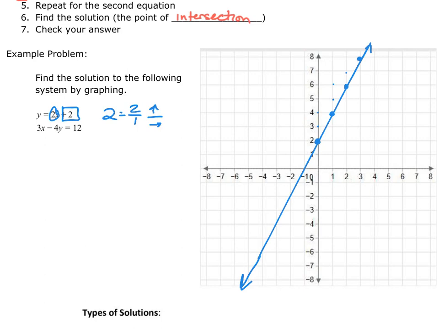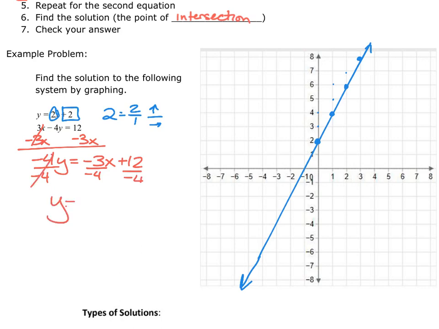The second one, however, is not solved for y. So instead of using the intercepts to graph this, which I totally could do, I'm just going to go ahead and solve this for y. So I move the 3x to the other side using inverse operations. These don't combine together, so I just write them down next to each other. We divide by negative 4 everywhere. If this was an inequality, you would have flipped the sign, but it's just an equation, so it doesn't really matter. 3 divided by 4 is 3/4. 12 divided by negative 4 is negative 3, which means now I have my slope and my y-intercept.